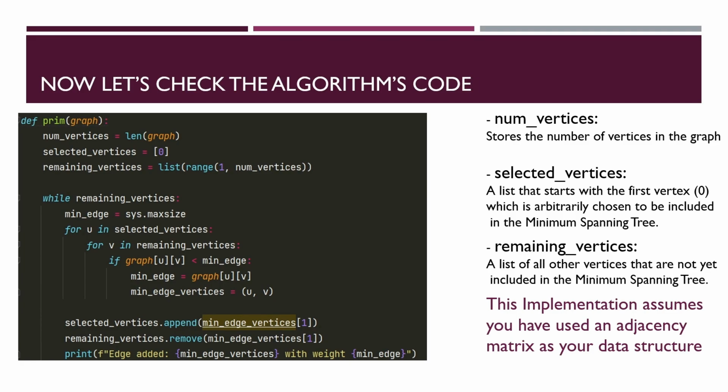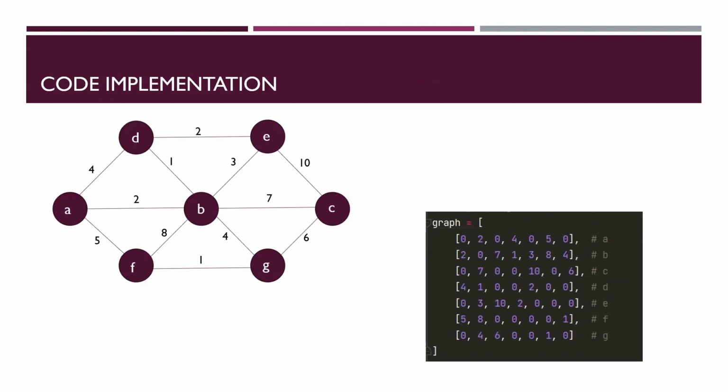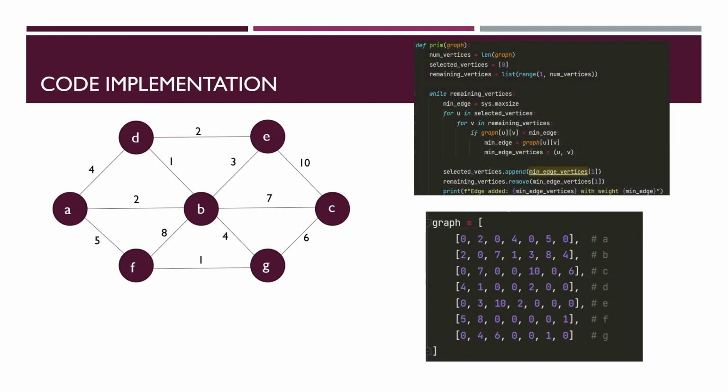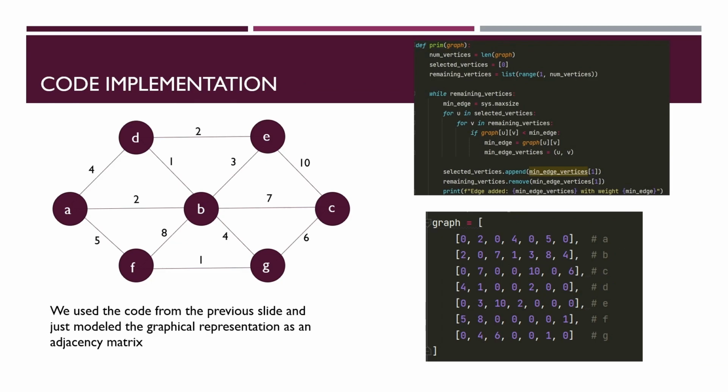Is the edge represented less than the minimum edge? If it is, it initializes the minimum edge variable with the edge weight itself, and it stores these 2 vertices in the minimum edge vertices. After finishing the 2 inner loops, it appends the vertex to the selected vertices list and removes it from the remaining vertices. Now this implementation assumes that you are using an adjacency matrix as your data structure. This is the visual representation, and this is the code for the adjacency matrix representation.